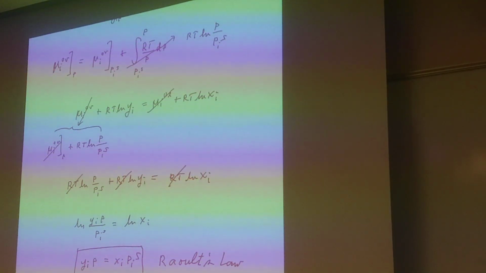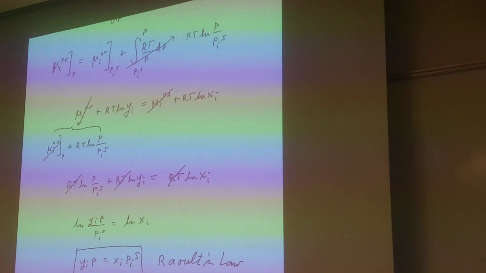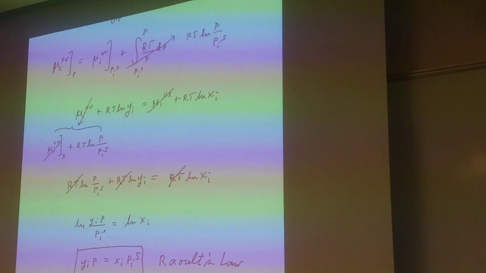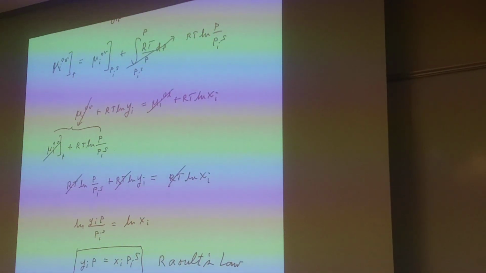Did the RT natural log of the composition terms, did they come from isothermal pressure changes? Where did they come from? Yeah, they came from isothermal pressure changes. So this whole derivation takes place all at constant temperature. Okay.